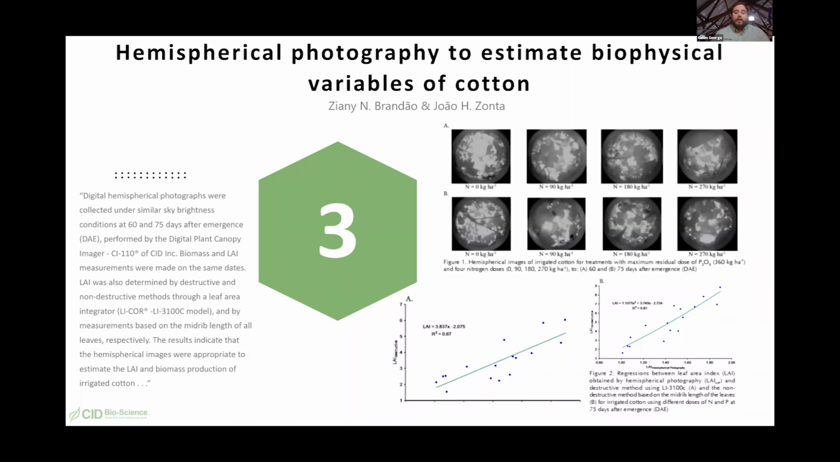and trying to find a more convenient way for them to estimate the LAI and the biomass. And they found that it actually was a very good method to do the estimation of LAI and biomass production. And they also mentioned at the end of their paper that it looked very promising to estimate yield, but they mentioned they have to do more research to confirm that it would be a good method for estimating yield.